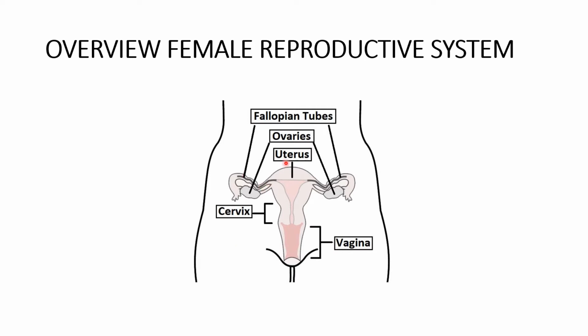This picture gives you an overview of the female reproductive system. The female reproductive system consists of the fallopian tubes, paired structures, the ovaries, again paired structures, the uterus, unpaired, the cervix, and the vagina.